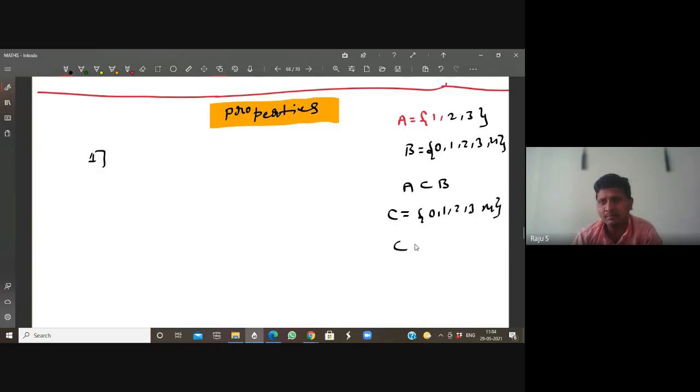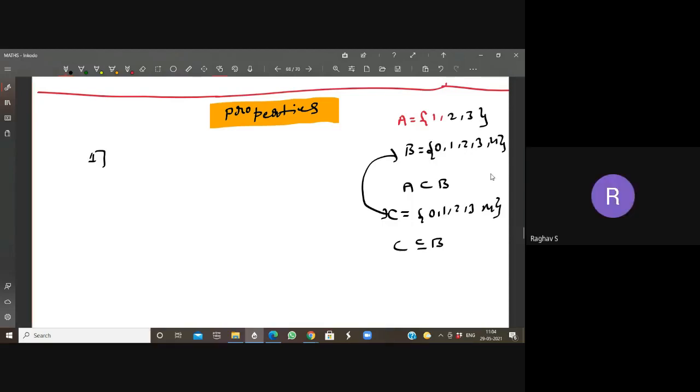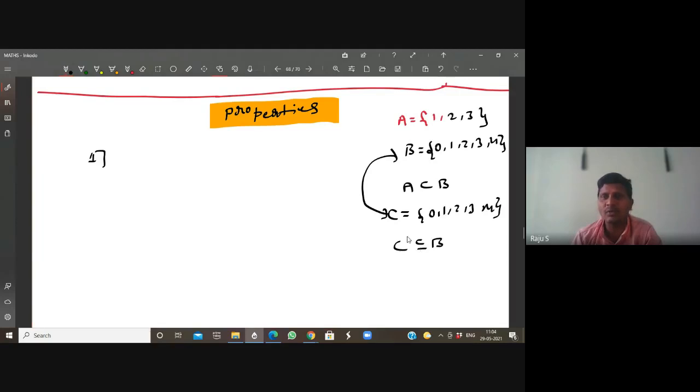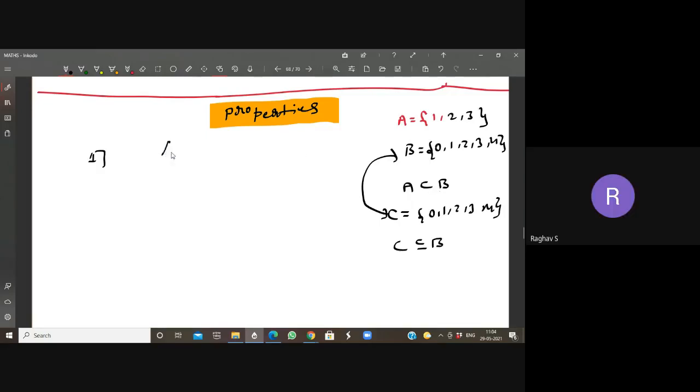Then what about C? We can write C as a subset, equal to B. Am I right? B and C both will be the same or not? Yes, we can write subset or equal to. Here C is not a proper subset. A is a proper subset, but C is not. If all the elements are there, then it is not a proper subset.